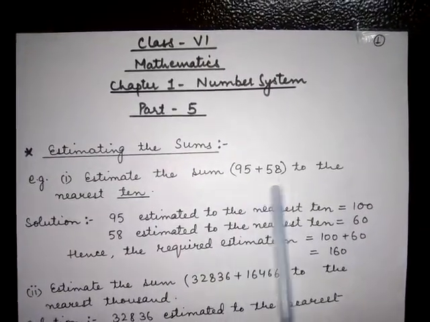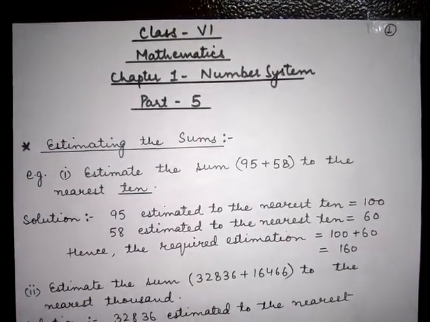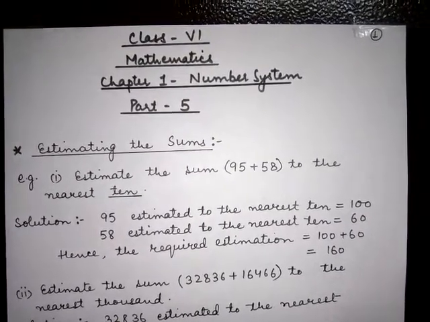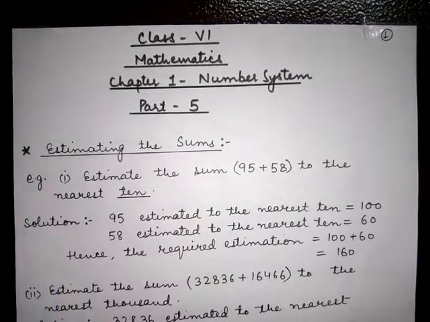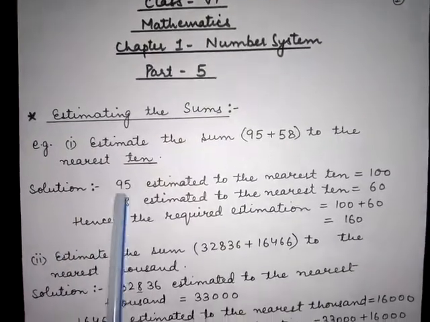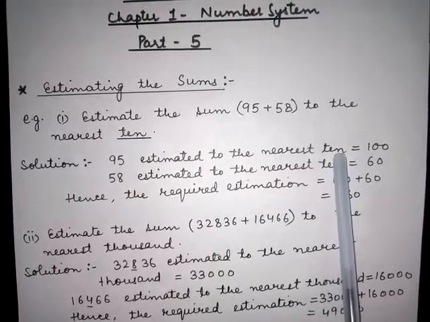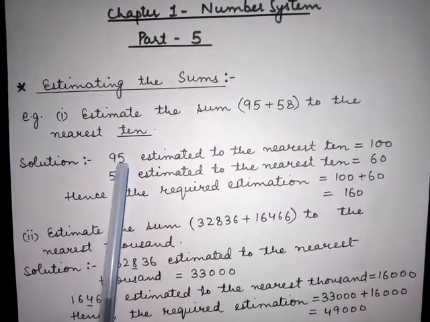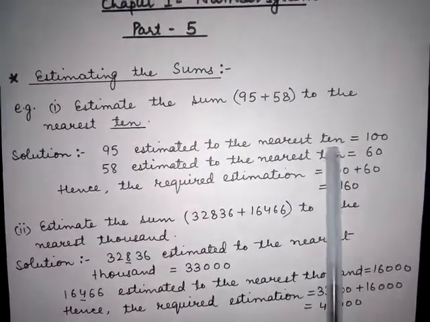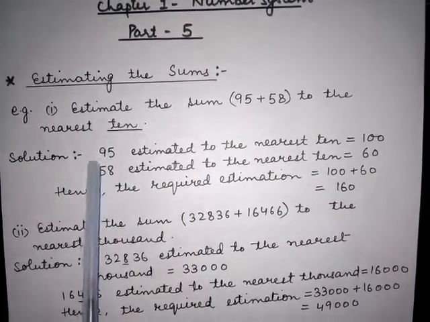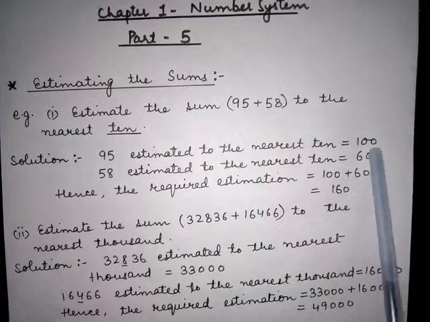So we have these two numbers. We have to estimate their sum to the nearest 10. So we have the solution here. We have to estimate these numbers individually to the nearest 10 first of all. So 95 estimated to the nearest 10: when rounding off to the nearest 10, it will be equal to 100.